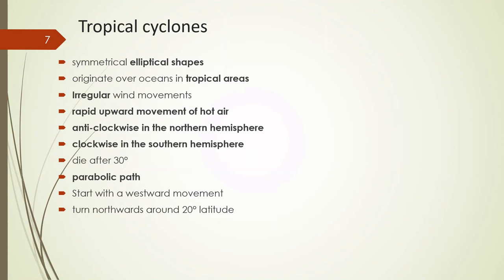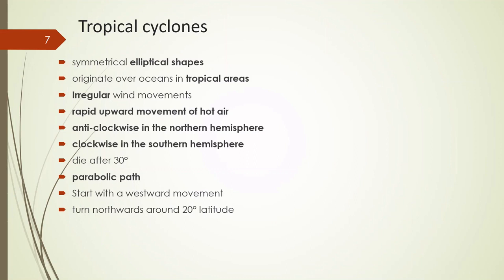All right, and next we will talk about the path of the cyclone. So I have already mentioned that they have a parabolic path wherein the axis of the parabola is parallel to the isobars. Also, due to the presence of the easterly winds, and since the rotation of the earth is from west to east, the cyclone starts with a westward movement. Okay. Later, after around 20 degree latitudes, there is a shift in the direction of the cyclone towards the north, and it is due to the Coriolis force.